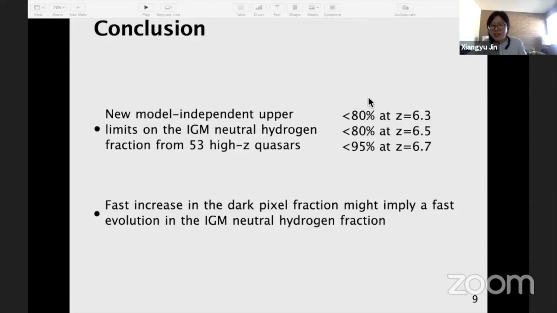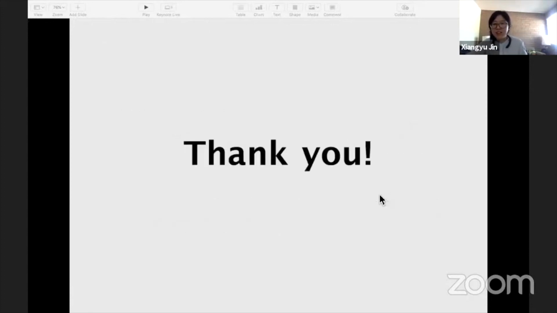Our result comes to an upper limit on neutral hydrogen fraction of 80% at redshift 6.3 and also 80% at redshift 6.5. This upper limit increased to about 95% at redshift 6.7. This very fast increase in the dark pixel fraction might imply a fast evolution in the IGM neutral hydrogen fraction in this redshift range. Let me end it here, and thank you very much for listening.